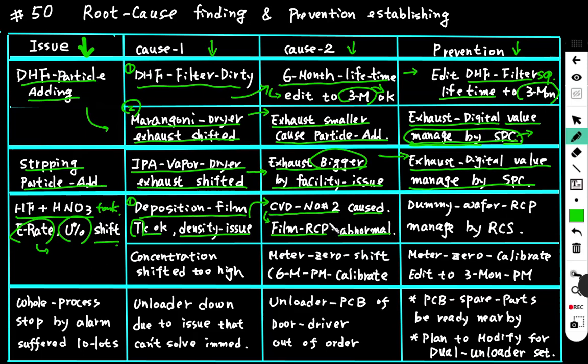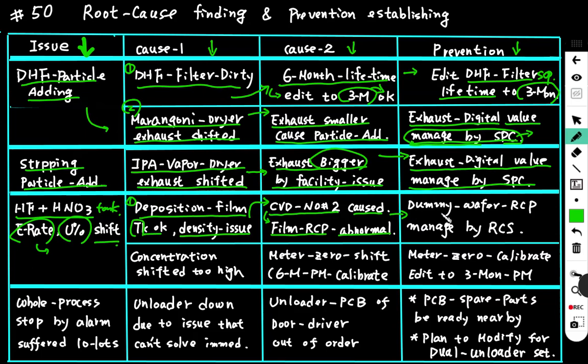So the recipe changed and the CVD produced an abnormal deposition film, and the wet bench HF and HNO3 tank etching rate and the uniformity shifted also.